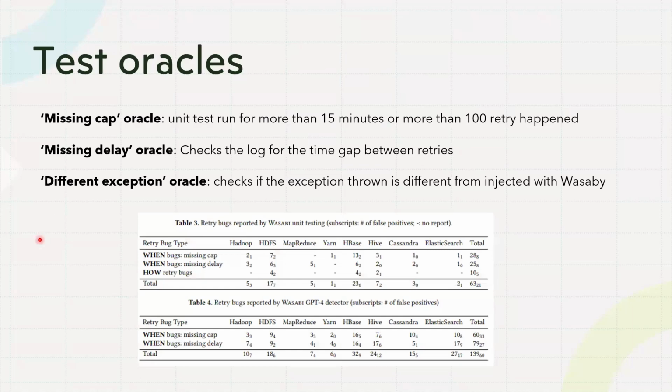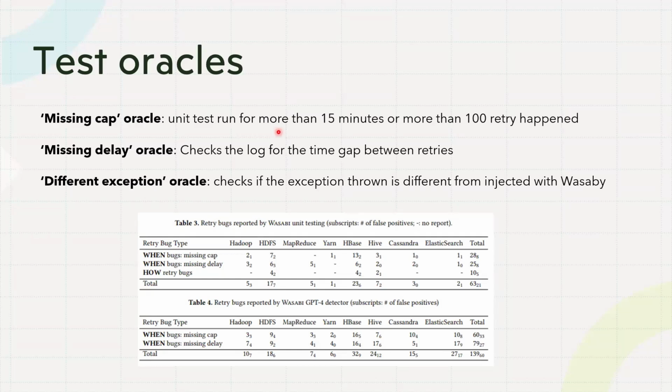So with the test protocols, it simply checks, there are three of them, missing cap first. If the unit test runs for more than 50 minutes or has more than 100 retries, it means that the cap for the retry is missing. So it's already a bug.